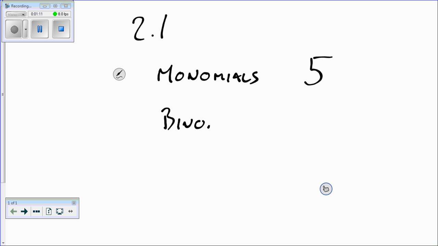Binomials would be things like 2x plus 1. Something like that would be a linear binomial. They could have something like x squared plus 3. That would also be a binomial because there's 2 terms.